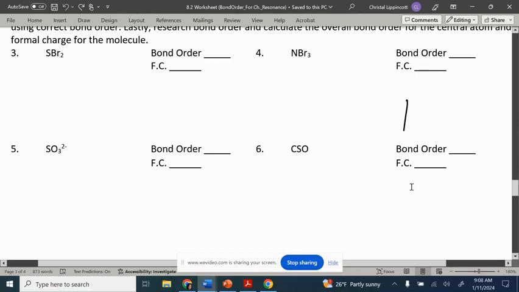The first question that she had was on question 6, which is the CSO problem over here. So my carbon's going in the middle.